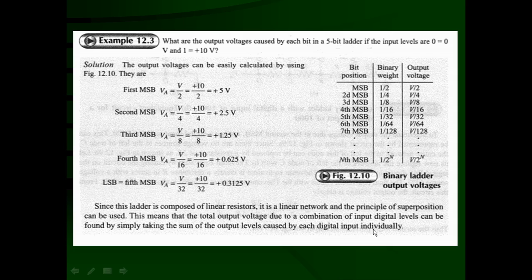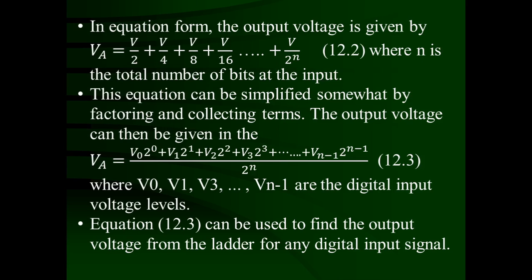So this is the resistive network, and it is a linear network. So each input will contribute its own share at the output, and that can be summed to get the proper output, or actual output, depending upon the digital signals, which we'll see in the next example.